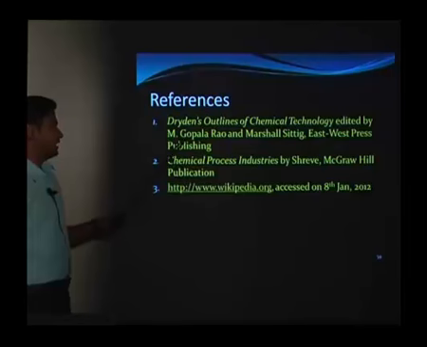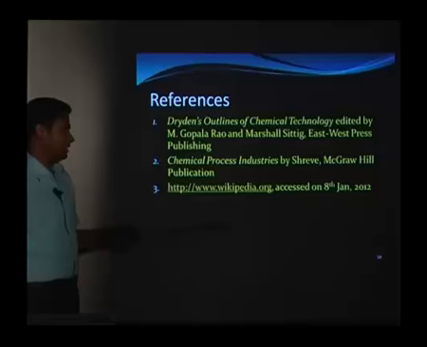So the main references are Dryden's Outlines of Chemical Technology, then Chemical Process Industries by Shreve. Also for the use, you can refer to Wikipedia, which was accessed on 8 January 2012.